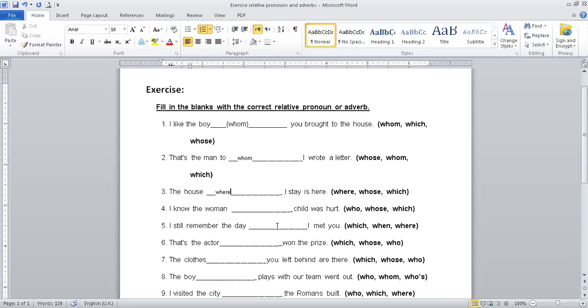Okay, number 4. I know the woman child was hurt. I know the woman child. It's as if we are saying the woman's child, her child. So this sentence shows possession. So we use whose. Let's write whose.